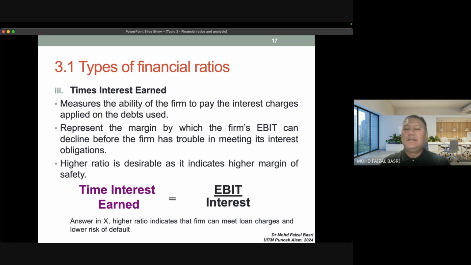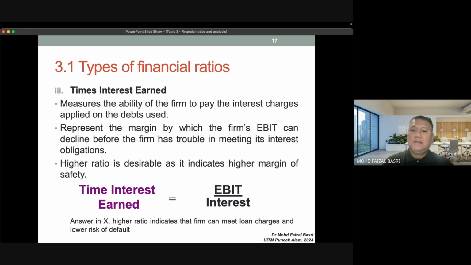So the higher ratio shows they have a high margin of safety and can easily pay their loan charges. As a simple illustration, let's say their earning before interest and tax is, I don't know, 100,000, RM100,000. And they have interest to serve, let's say RM10,000. So 100,000 divided by 10,000 is 10 times. So this indicates that this firm has 10 times the ability to service interest. They have 10 times the income in order to serve their interest. In simple terms, for every RM1 of interest owed, they have RM10 to cover.